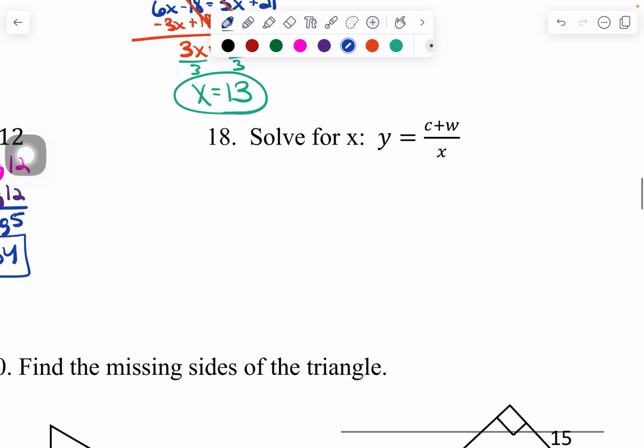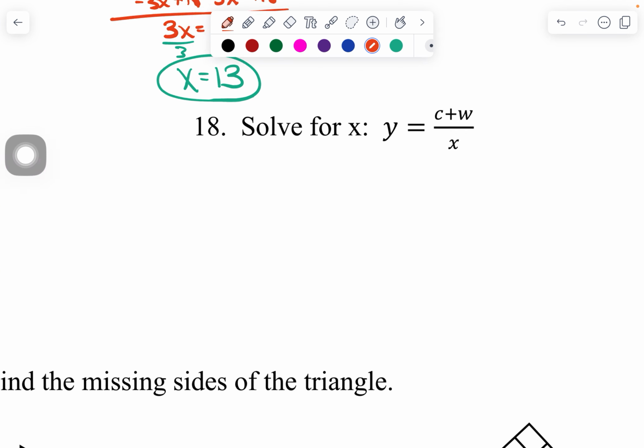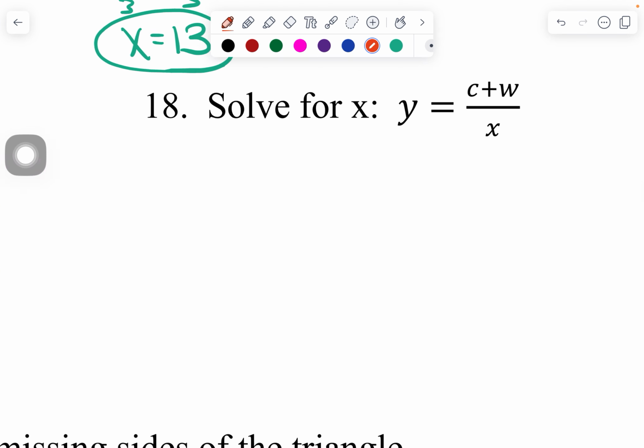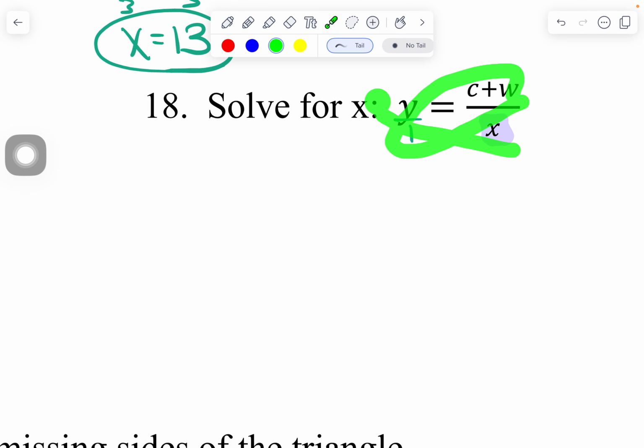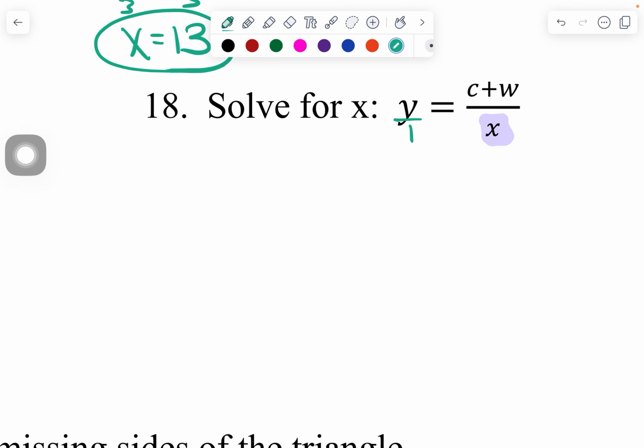Number 18, I am asking you to solve for x. X is right here. And so right now this equation says y equals. I want it to say x equals. Okay, so I am going to put y over 1, and I am going to ask you to cross multiply with me here. Now, it doesn't matter which cross you do first. If I do 1 times c plus w, that's just simply going to be c plus w.